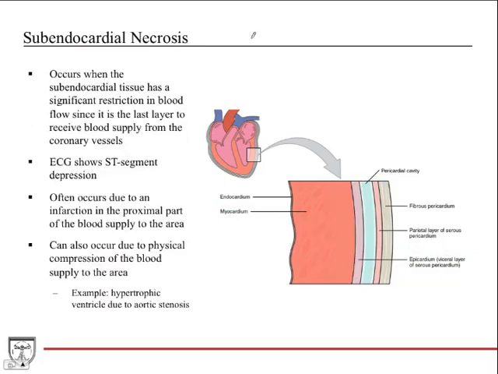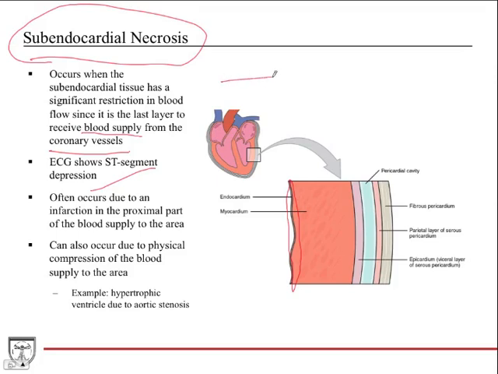And so this ischemia to the endocardium actually leads to what's called subendocardial necrosis. And this is when there's a significant restriction in blood flow. And it occurs because it's the last layer, like we said, to receive blood supply from the coronary vessels. And so it's this endocardium and kind of this subendocardial area right here. And on the EKG, this is important to know, especially for exams. So you have your EKG, you have your P wave, and then you have your Q, your R, and your S. And then you have your T wave like this. So you have actually a depression in the ST segment.